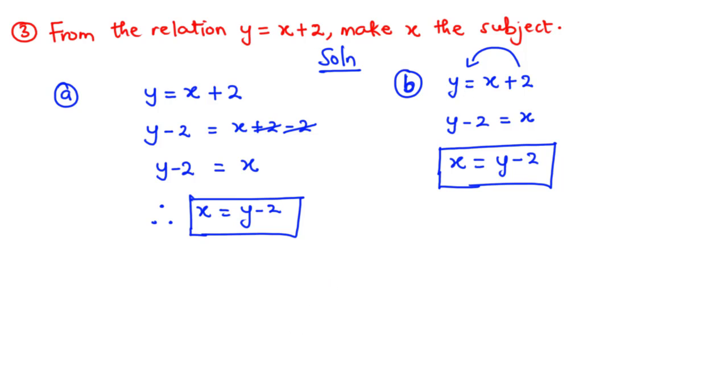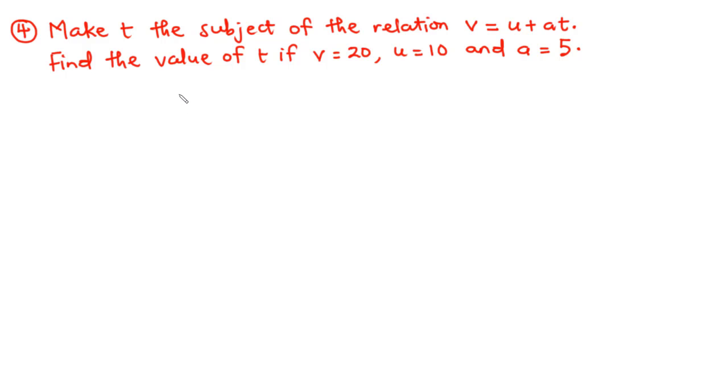Now let's take the last example. Example 4. Make t the subject of the relation v equals u plus at, and then find the value of t if v is 20, u is 10, and a is 5. Okay, so we have the relation, that is v equals u plus at.